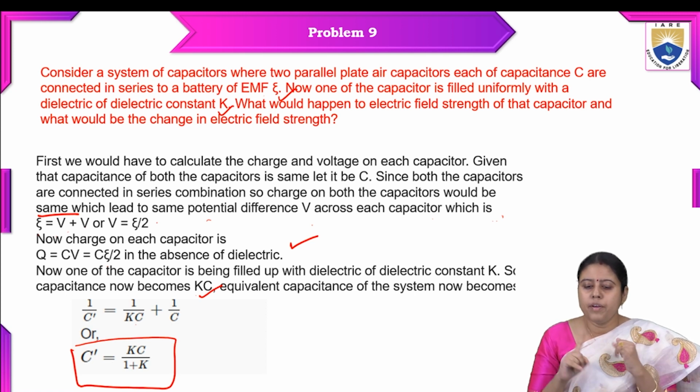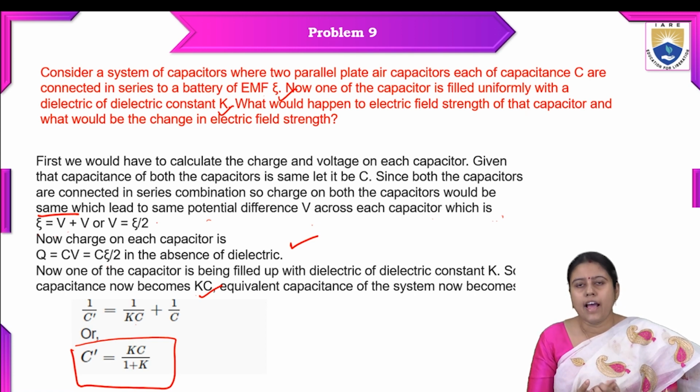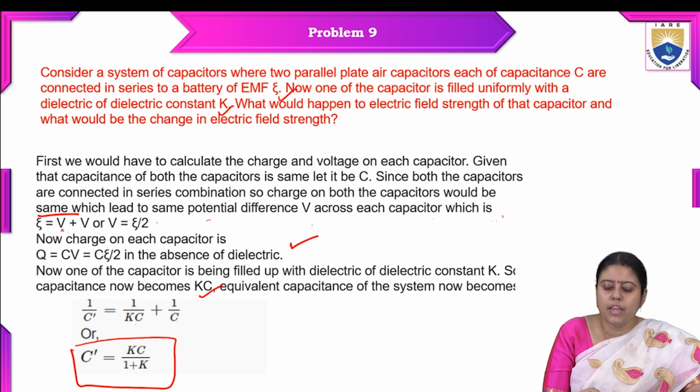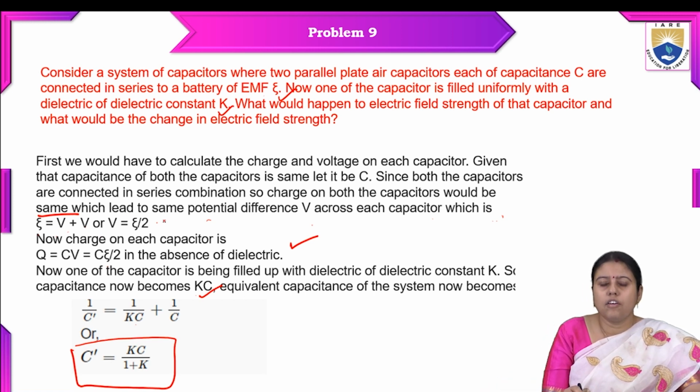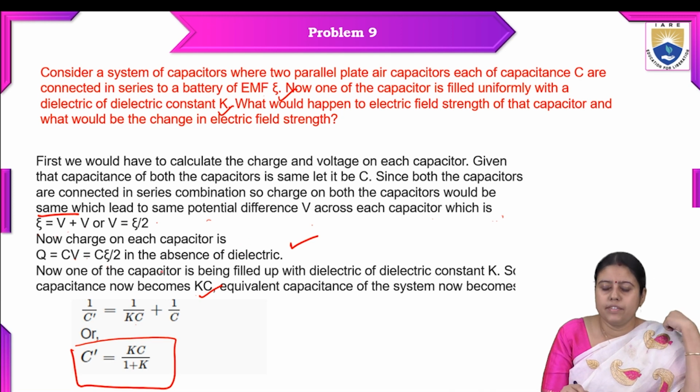So what is the problem? Two capacitances of equivalent charge are connected to the charge Xi. So what is the Xi? Xi is equal to 2 voltage, V plus V, or V is equal to Xi by 2. So what is the charge? Charge is equal to C into V, where V is equal to Xi by 2. This is when both are without dielectric.